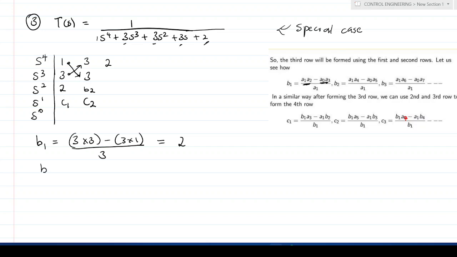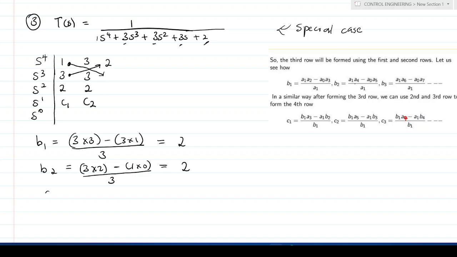Next, let's find B2. B2 is A1 times A4, minus A0 times A5. That'll be 3 times 2 minus 1 times 0, all over A1, 3. We're going to have 2 as our answer. Yeah, it's safe to replace B2 with 2.